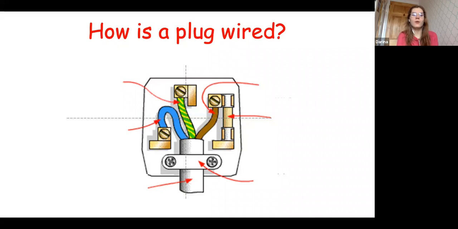Okay, excellent. So answers are split between the earth wire and the live wire. Now, the way I always remember this is, well, green is earthy, right? We've got grass grows on the ground. So that is indeed the earth wire. Can anyone tell me what the earth wire is for? Any ideas? What is the earth wire for?